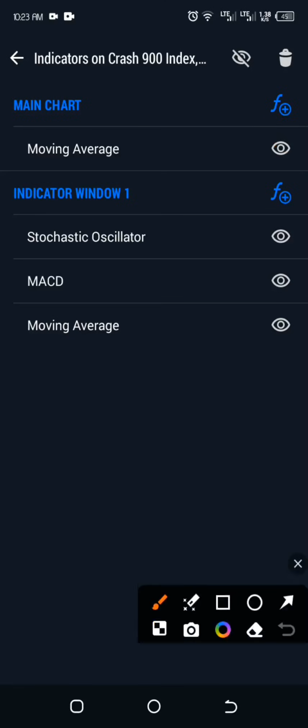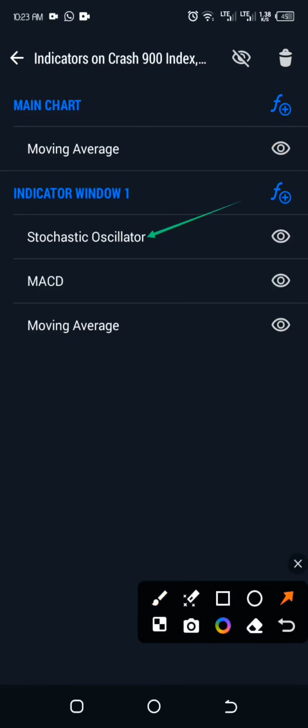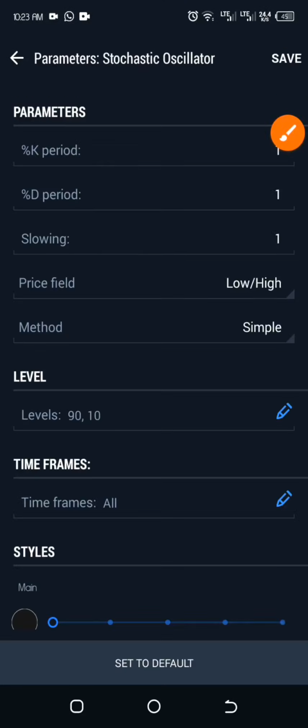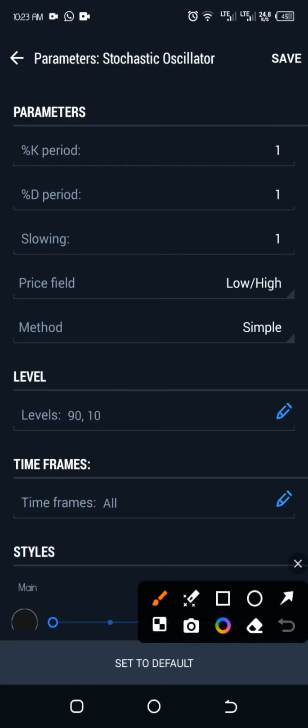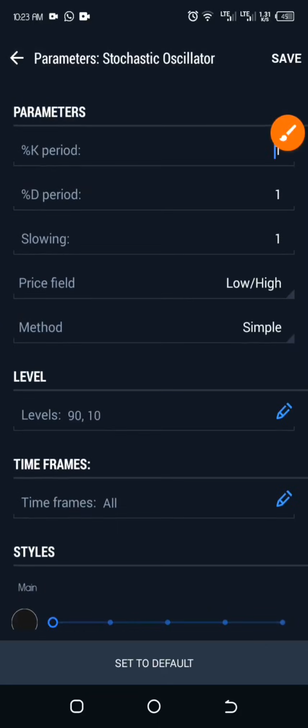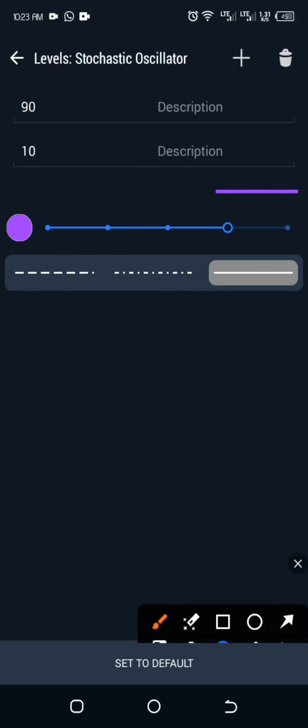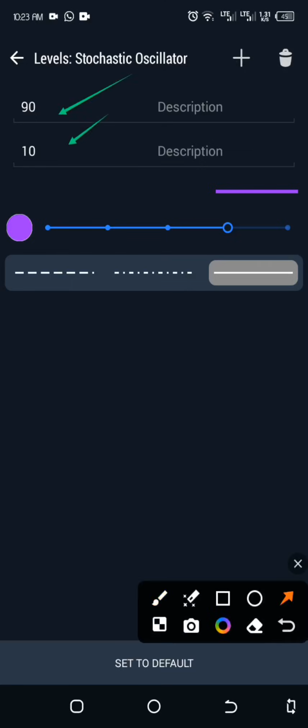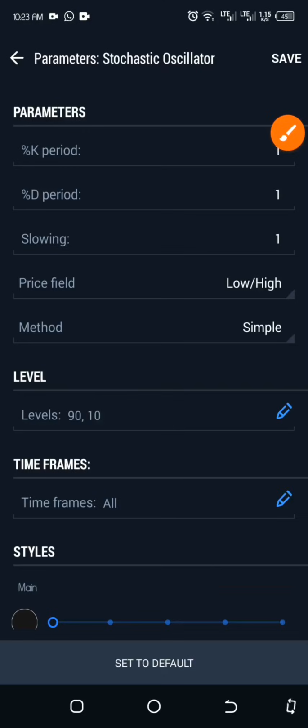Now moving on to the next indicator, which is the stochastic oscillator. And how do we add this? We click on this F plus again, we search for stochastic oscillator, and we set the stochastic oscillator as we are looking at it right here. We don't really need the parameters. What we need is the levels. Now the levels, we need the 10 and 90 levels, and use any color of your choice. Then go back and click on save.